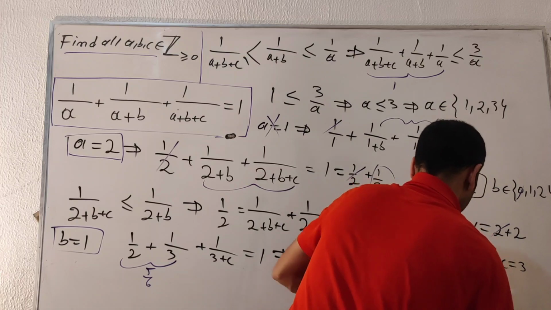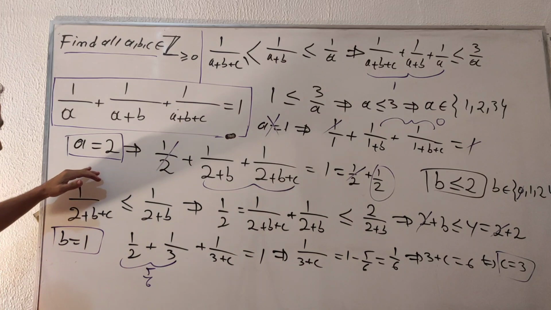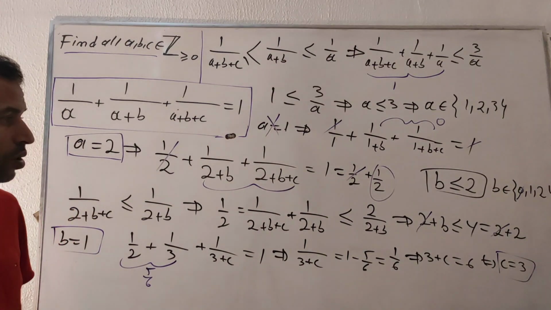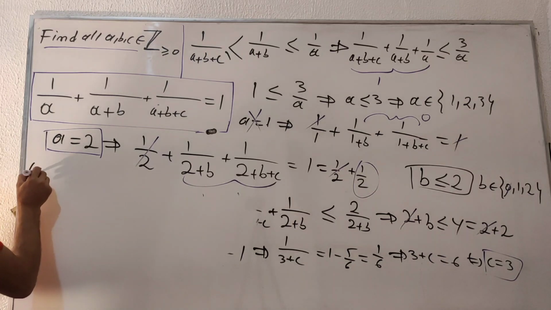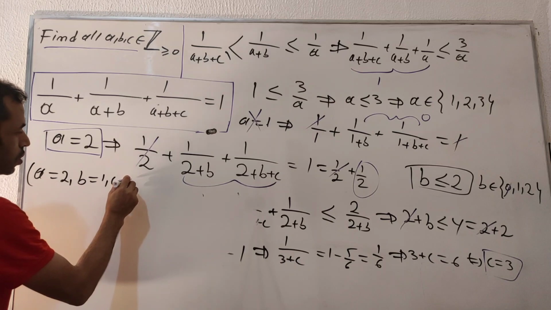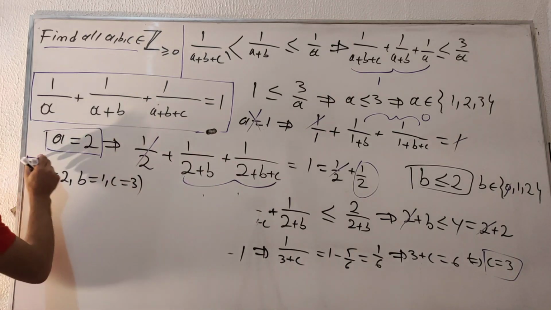Okay, now we get the value of c equals 3, and then we get all the values: a equals 2 and b equals 1 and c equals 3, which is a solution for this equation. So we get a equals 2 with b equals 1 and c equals 3. So we get the first solution.